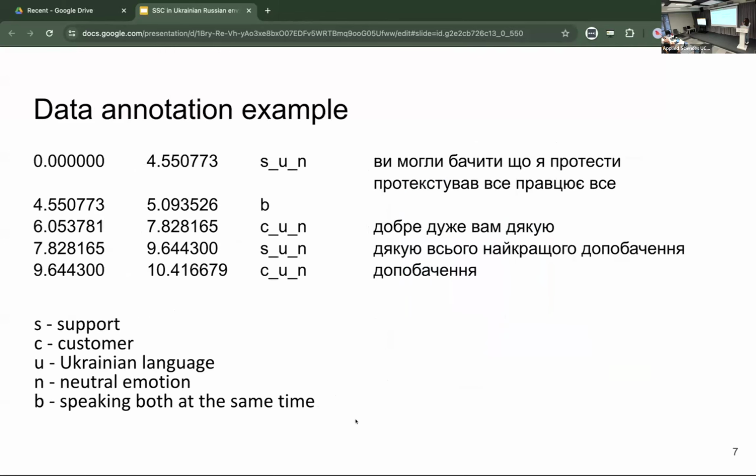This is an example of the annotation. So we have the labeled transcription for each utterance, as well as the speaker, language, and the emotion. We don't have transcription for the time when they are both speaking at the same time.